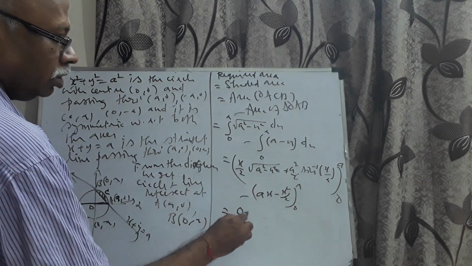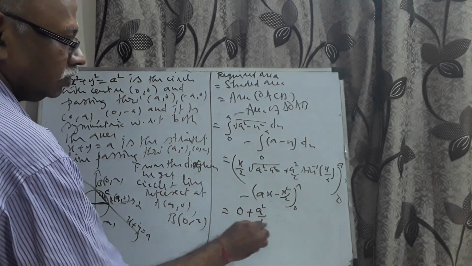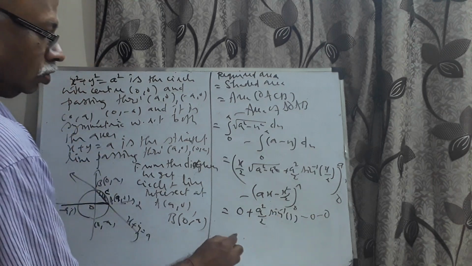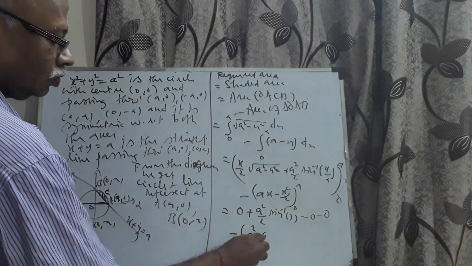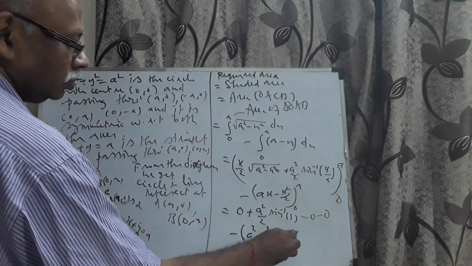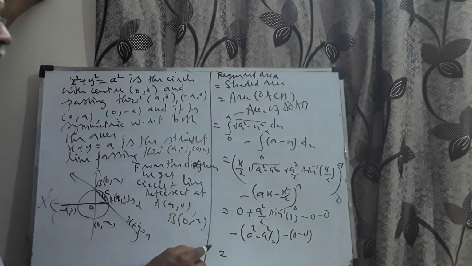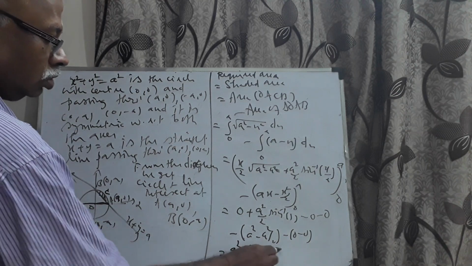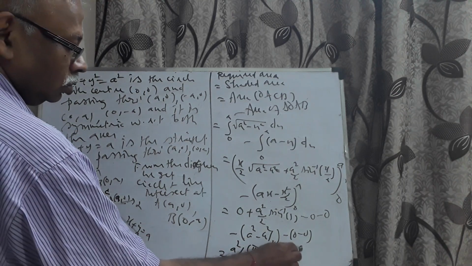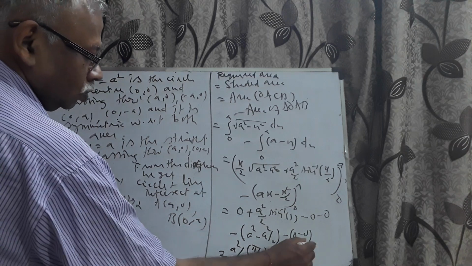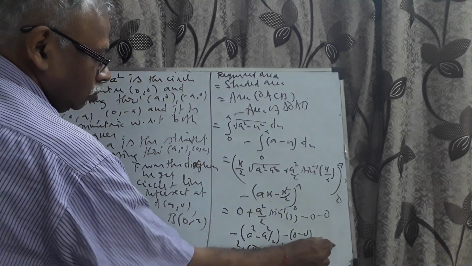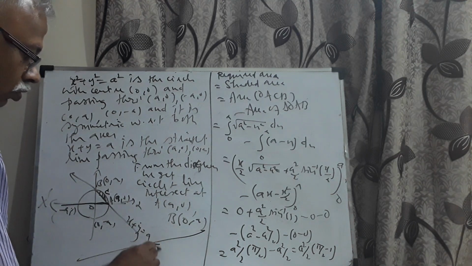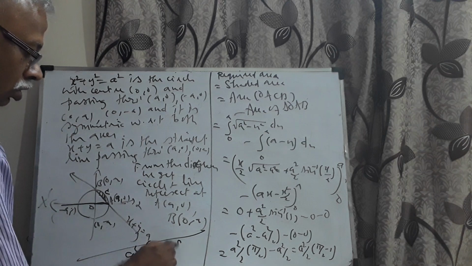Therefore apply upper limit: plus A square by 2 sine inverse 1 minus 0, minus this is A square minus A square by 2 minus 0. Therefore this will get reduced to A square by 2 into pi by 2 minus A square by 2. Take A square by 2 as common: pi by 2 minus 1. Therefore let me give the final answer here: A square by 4 into pi minus 2 square units.